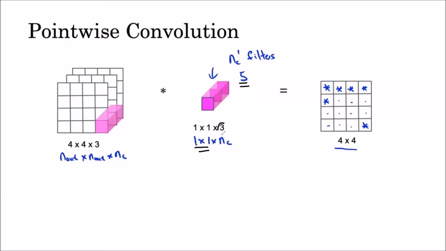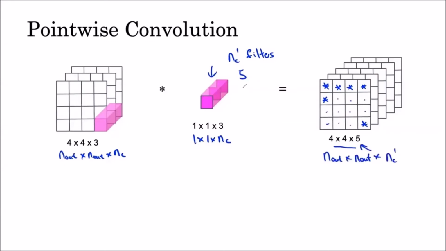The filter size is 1x1, and we are using 5 such filters, and each filter has 3 channels. Because we are using 5 filters, the size of the output feature map is 4x4, and we have 5 such feature maps, so the output size is 4x4x5.